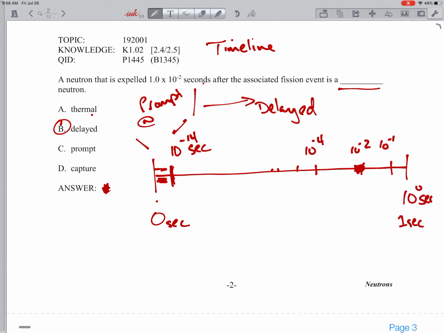Delayed. It's not going to be thermal, because they can both become thermal. All they have to do is hit a bunch of moderators. They're not going to be prompt, and they're not going to be capture neutrons. All right? So what they're testing is your ability to know the difference between 10 to the minus 2 and 10 to the minus 14. Don't get confused on that. A lot of people get confused on that. So that's going to be B, and that's the correct answer.